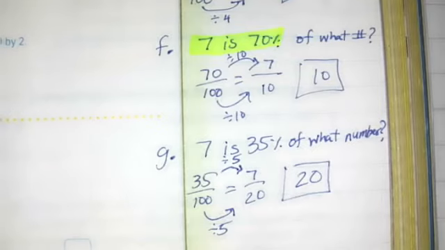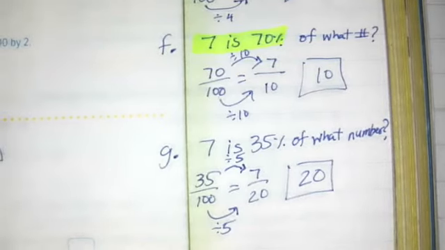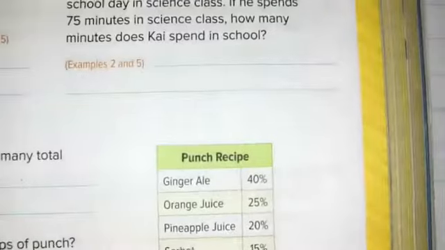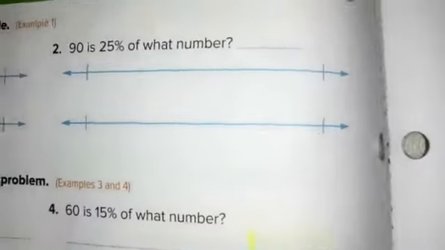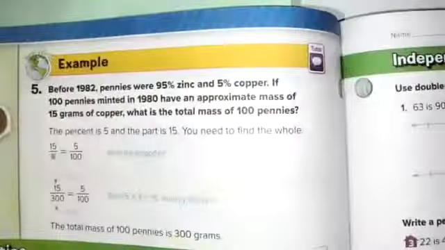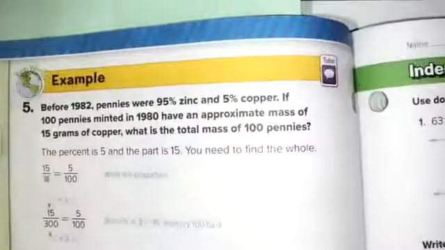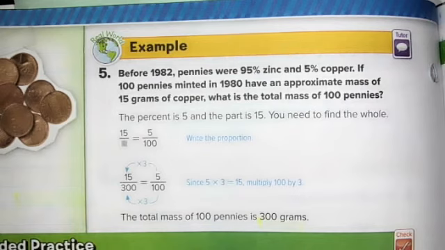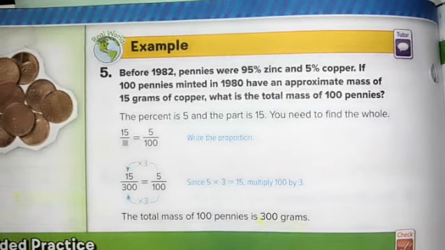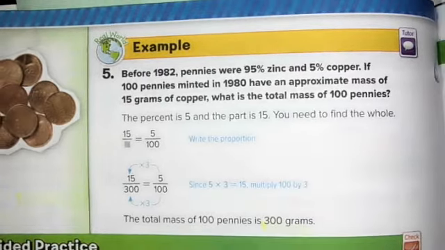And then we have a word problem, a real world problem on the next page, 158. And we're looking at the composition of pennies. Before 1982, pennies were 95% zinc and 5% copper. If 100 pennies minted in 1980 have an approximate mass of 15 grams of copper, what is the total mass of 100 pennies?